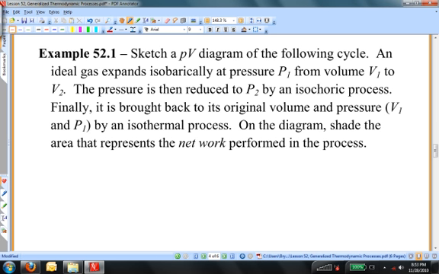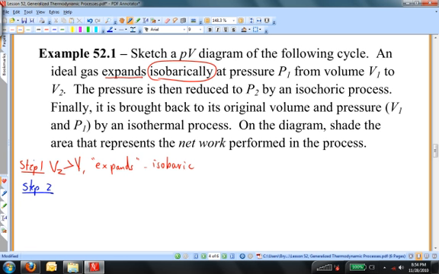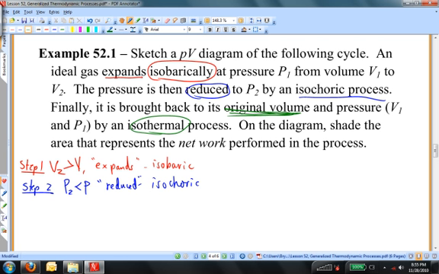We say that the ideal gas expands, which means that V2 is going to be greater than V1. And it expands isobarically, so that means that the pressure is going to be constant. In step 2, they say that the pressure is reduced to P2 by an isochoric process, so I know that P2 is going to be less than P1. Now the last step is an isothermal process, and I'm going from V2 to its original volume V1 and back to its original pressure.